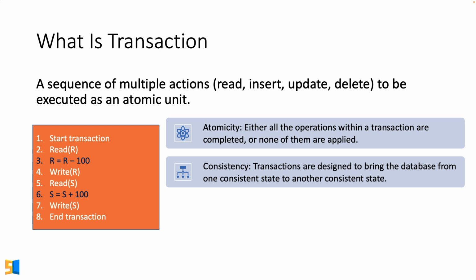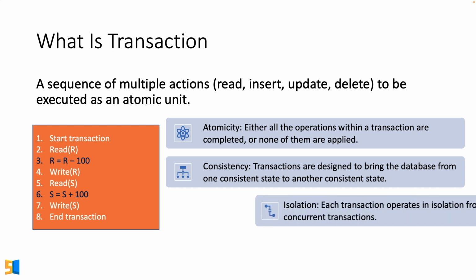Consistency. Transactions are designed to bring the database from one consistent state to another consistent state. The database must adhere to predefined rules and constraints throughout the transaction. If a transaction violates any of these rules, it is rolled back and the database remains unchanged. For example, if the S account is blocked, then we want to cancel the transfer. Therefore, the deduction on R will be rolled back.